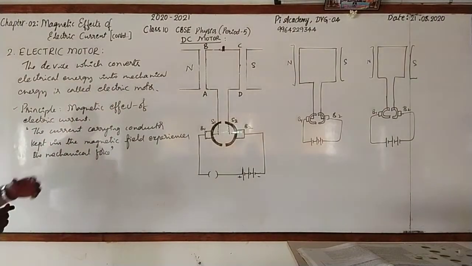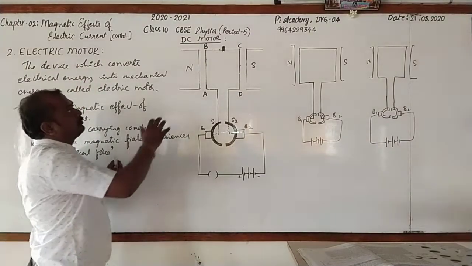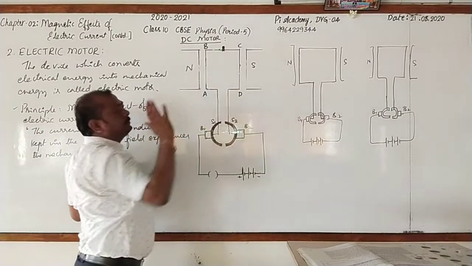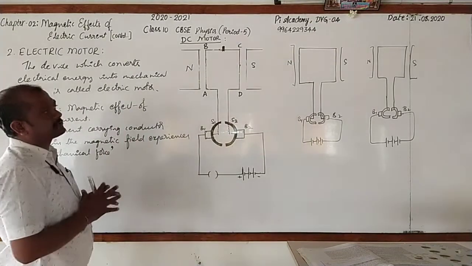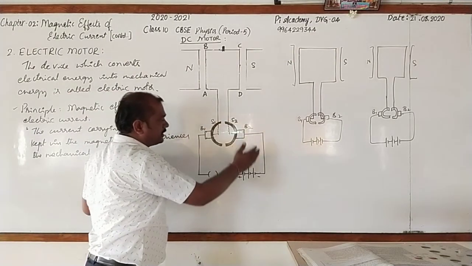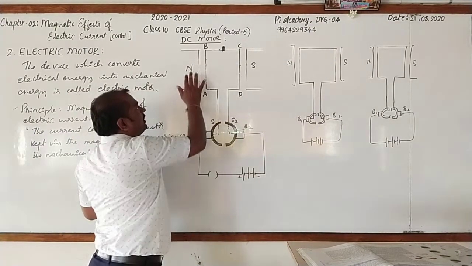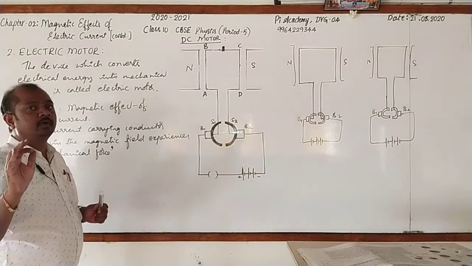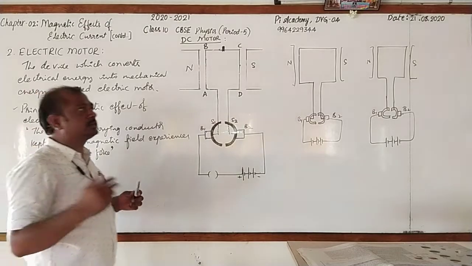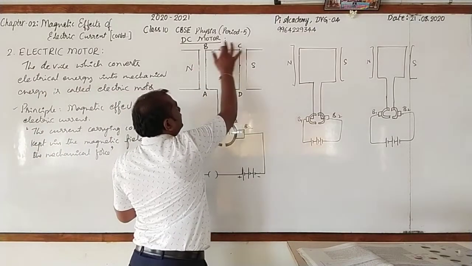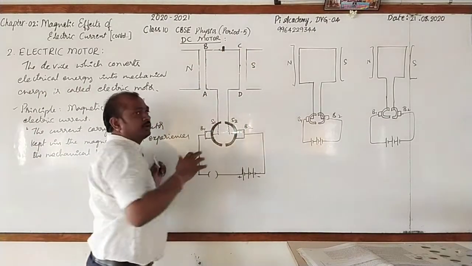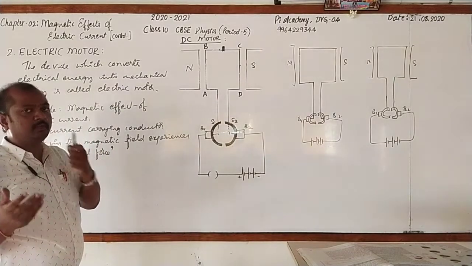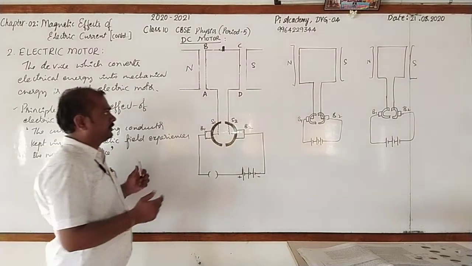Dear students, observe. Here I have drawn the diagram of DC motor. It is a two-dimensional figure. First, let's go for labeling the parts. Here, N and S are the poles of the field magnet, nothing but a U-shaped magnet. Here, ABCD is a rectangular coil of insulated copper wire which is called armature.